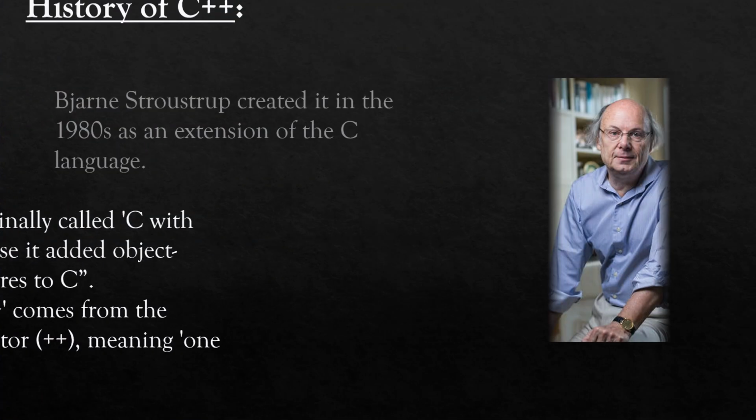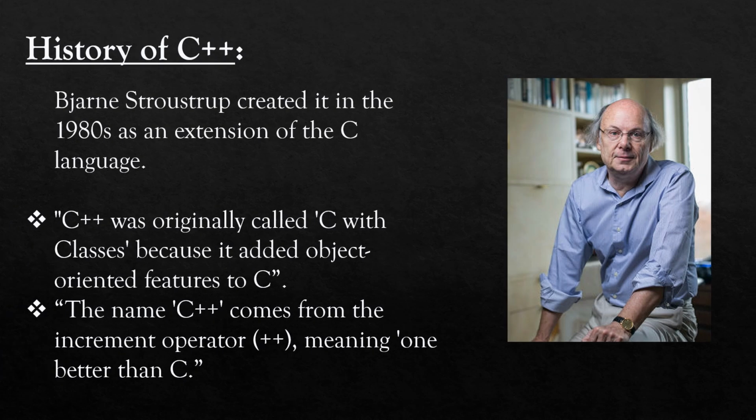Did you know that C++ was created by Bjarne Stroustrup in the 1980s? It started as an extension of the C language, which is why it was originally called C with Classes. The name C++ comes from the increment operator, plus plus, which means one better than C. C++ is known for its speed, efficiency, and flexibility, which make it a favorite among developers. Now let's explore some of its key features.